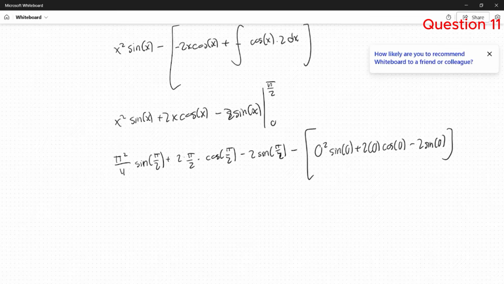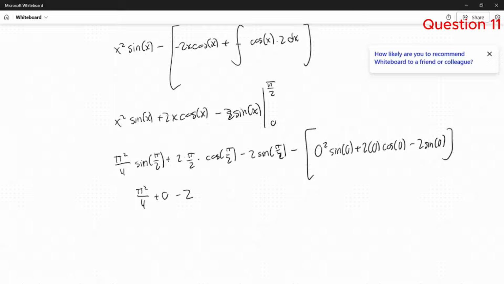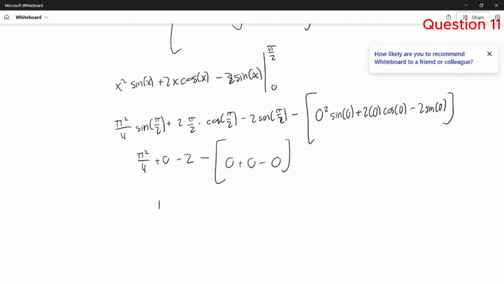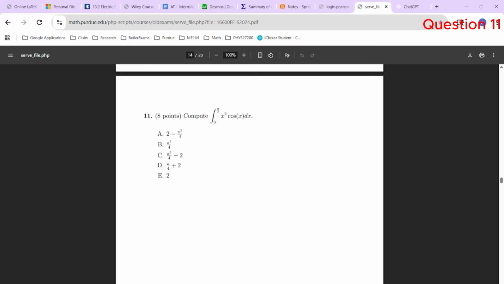So this is pi squared over 4. Cosine of pi over 2 is 0, plus 0, minus 2 times sine of pi over 2, which is 1. And then the second part, that's 0, that's 0, that's 0. So we get our final solution to this integral: pi squared over 4 minus 2. Now which solution is that? That would be C.